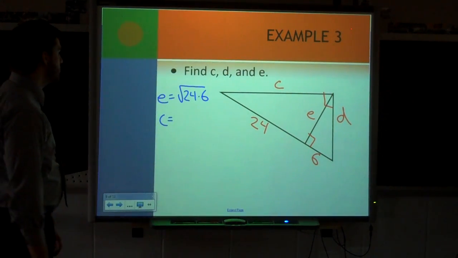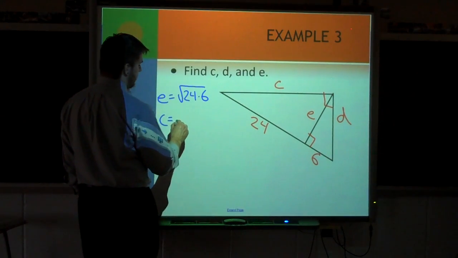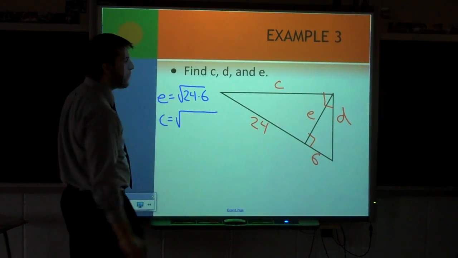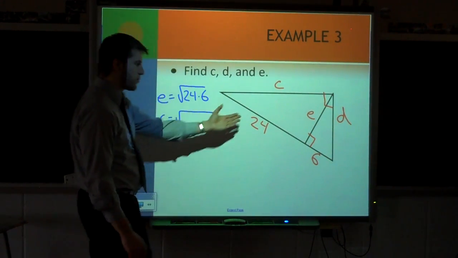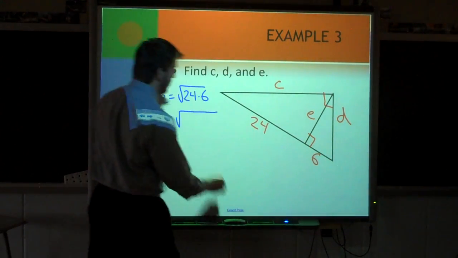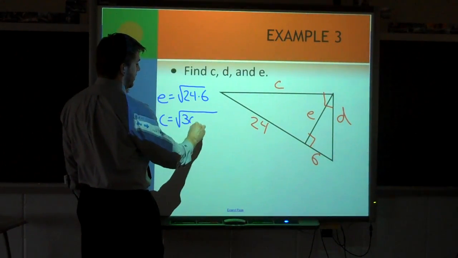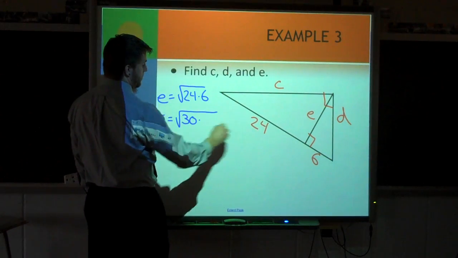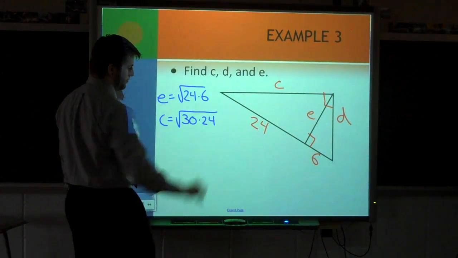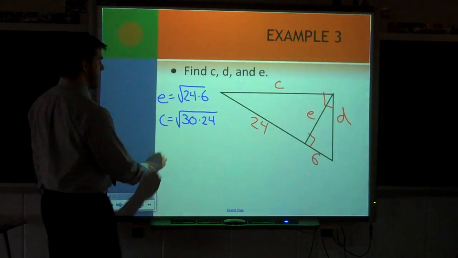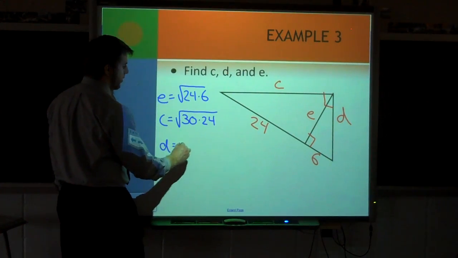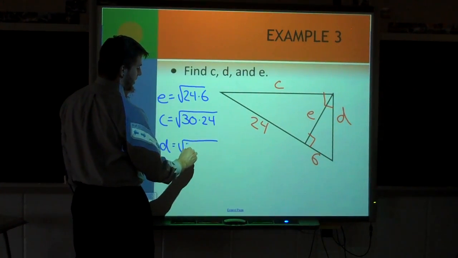is the leg, so it's going to be the geometric mean of the entire hypotenuse, which, if I know this part's 24 and I know this part's 6, the whole thing's going to be 30, times the part that it's next to, so 24. And then D, I'm going to do the same thing, but instead of using the 24, I'll use the 6, because that's the part next to it.